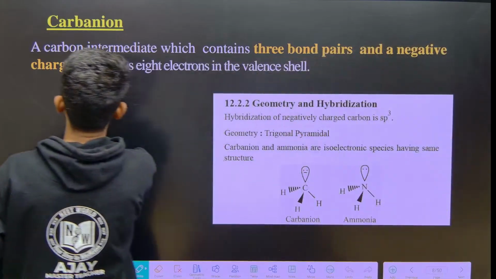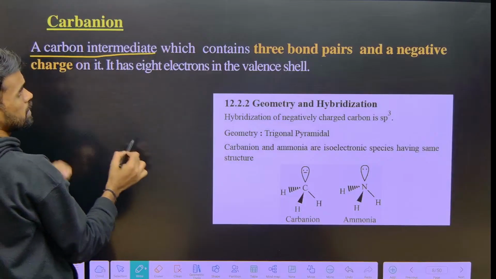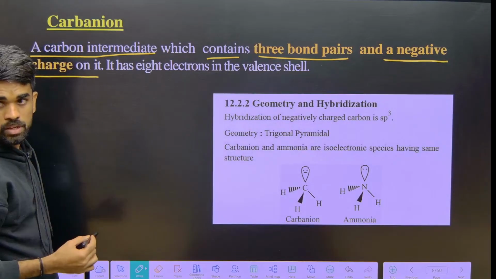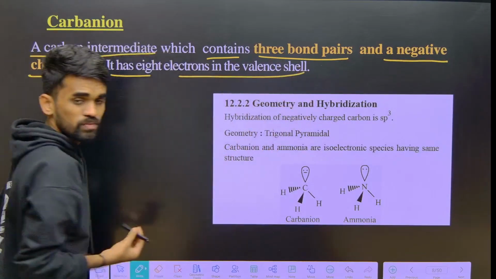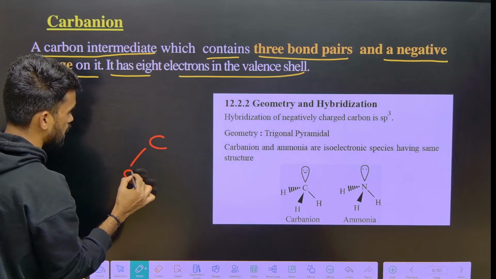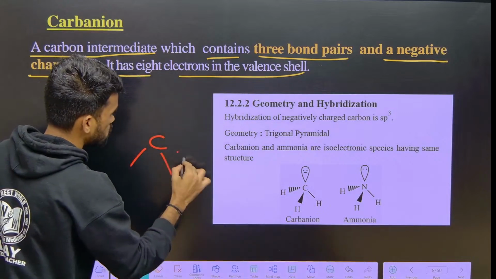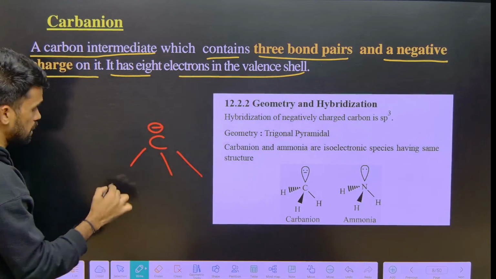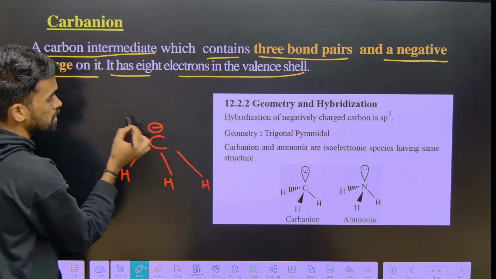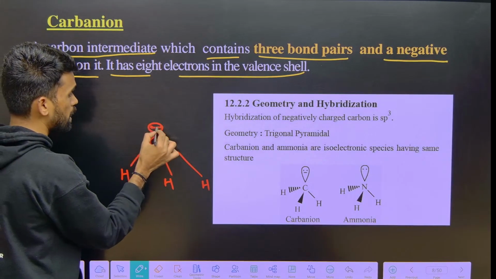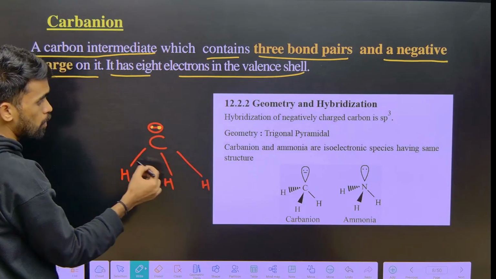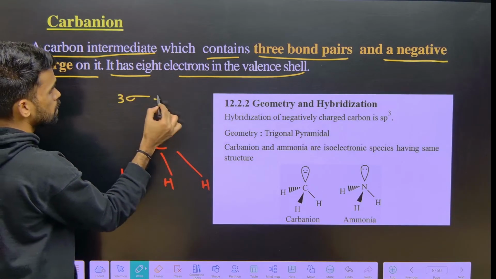See, a carbanion is an intermediate which contains 3 bond pairs and a negative charge on it. It has how many electrons? Valence electrons are 8. For example, methyl carbanion. So 3 bonds are there with one negative charge. See how it is: 3 sigma bonds and 1 lone pair. Negative charge is nothing but a pair of non-bonding electrons. So totally 1 lone pair and 3 bond pairs, so 3 bond pairs plus 1 lone pair.